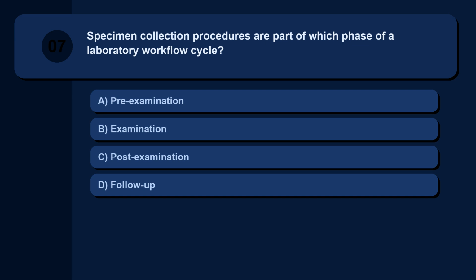Question 7. Specimen collection procedures are part of which phase of a laboratory workflow cycle? Pre-examination, examination, post-examination, follow-up. Specimen collection is part of the pre-examination phase where the specimen is gathered, labeled, and prepared for testing. Proper handling during pre-examination is crucial for accurate test results.